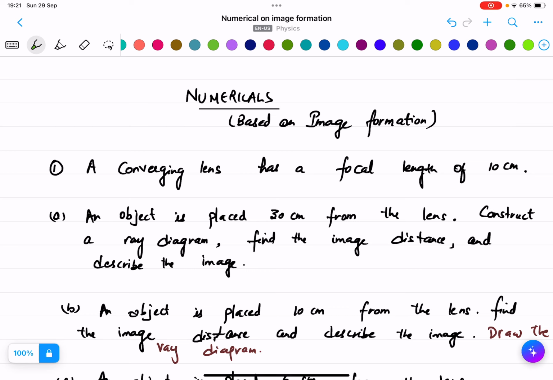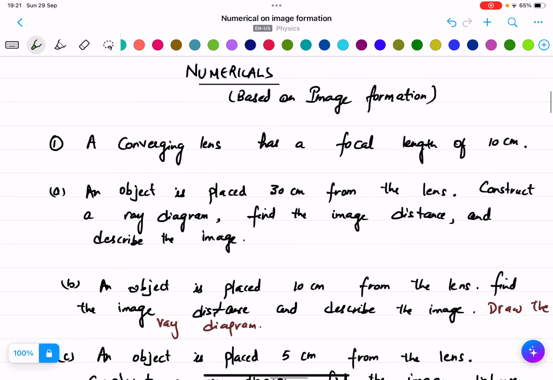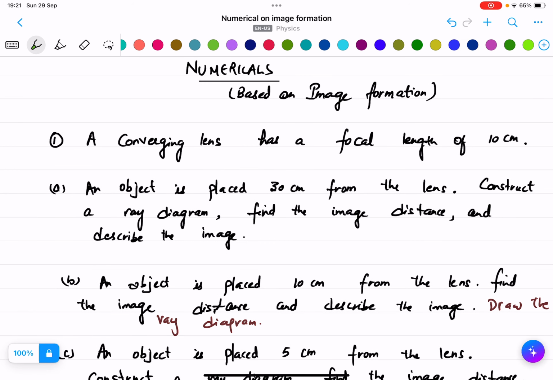Now, a converging lens has a focal length of 10 centimeters. So, focal length is given. Focal length means f equals 10 centimeter. And what is focal length? If you have seen the previous video, I have explained what is focal length. If it is a convex lens, from optical center to focus, this is your focal length. I've explained it in my previous video.